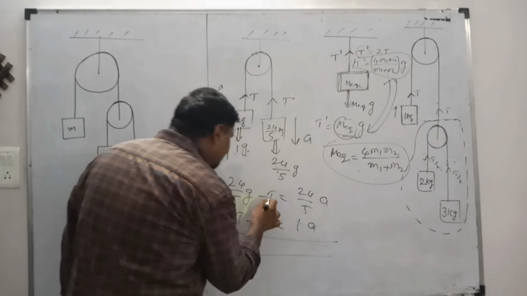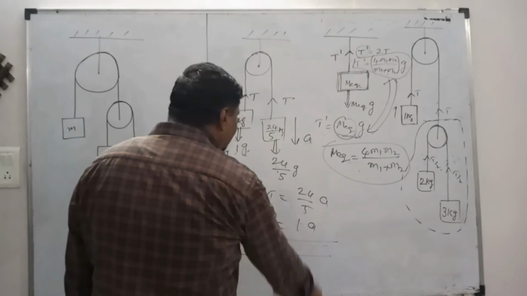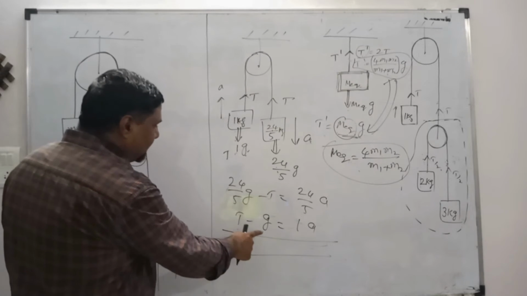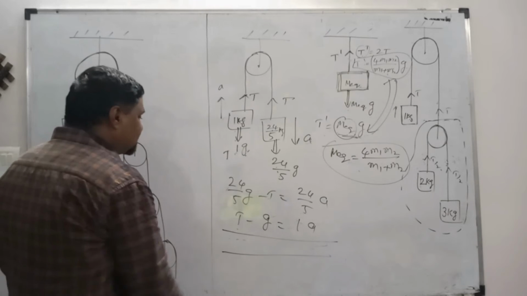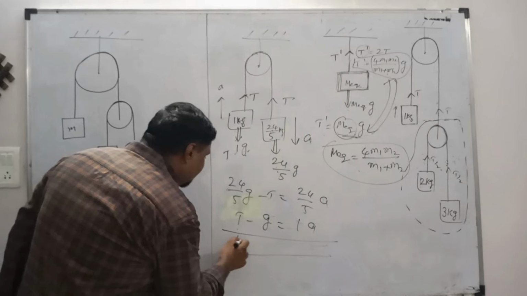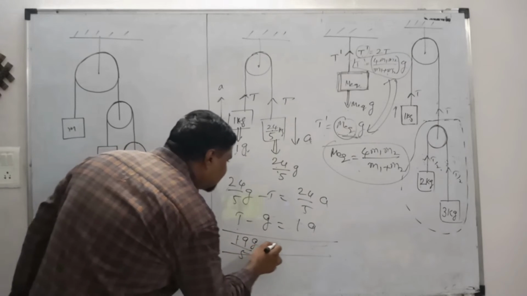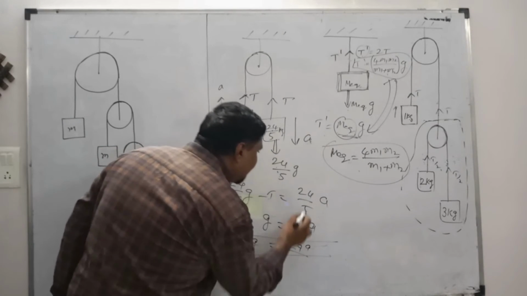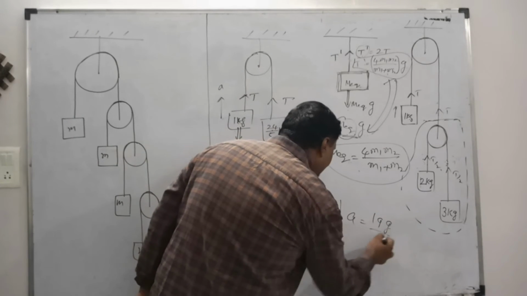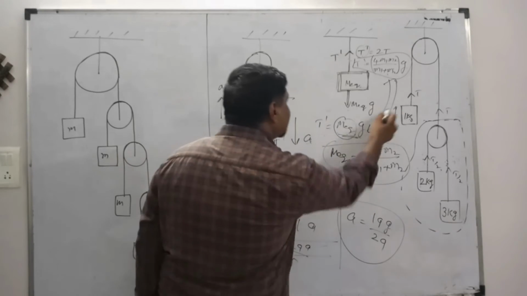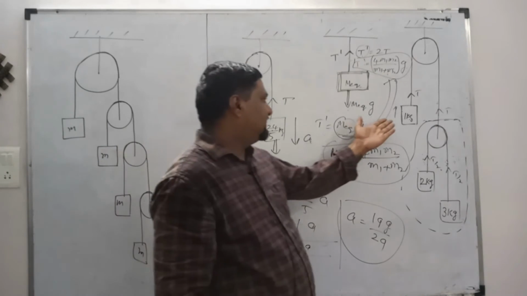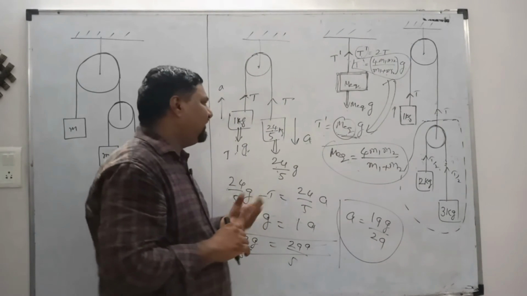If I solve this, minus T plus T get cancelled, 24 by 5 plus 1 will be 29 by 5 here. On the other side it will be 24 by 5 g minus g, that will be 19g by 5, and this will be 29a by 5. So 5 gets cancelled. The acceleration is simply 19g by 29. This is the acceleration of this block. Okay, this is the method to solve the acceleration of this block in a little tricky way.